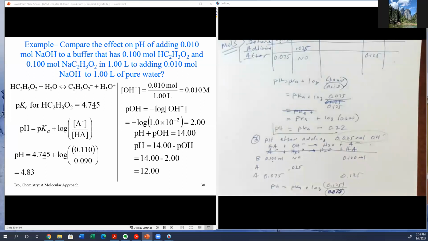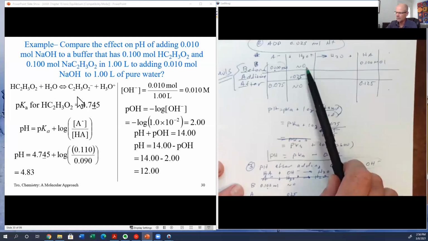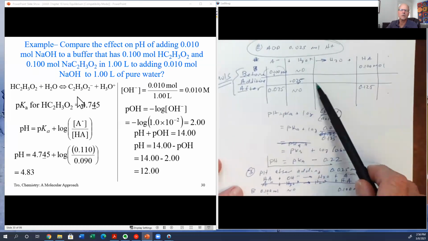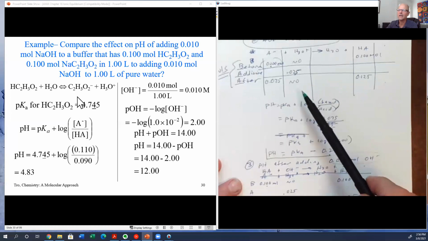Anytime you see a buffer in this class, you can assume that the excess-small approximation will work, which means you can use the Henderson-Hasselbalch equation for every single problem you solve. The 0.090 here came from setting up an ICE table for that same reaction, kind of like we did here. But I skipped over it because I didn't want to do the whole problem again. But that's where it comes from.